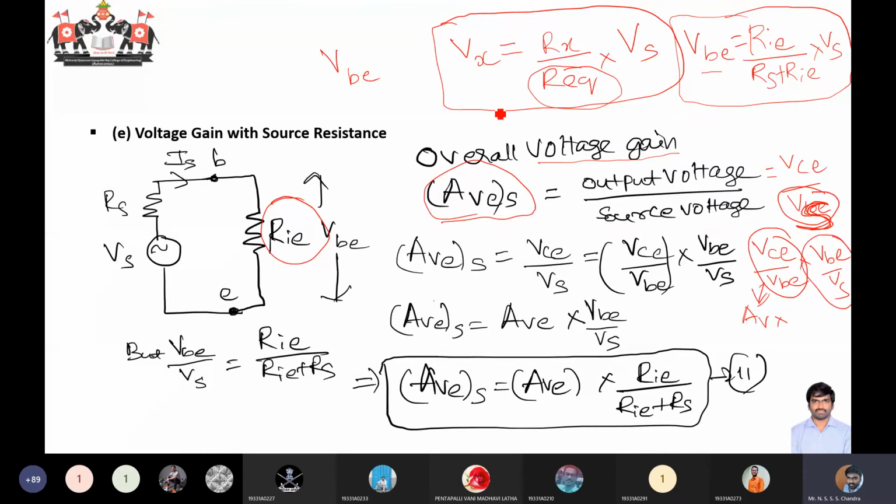Then I need to write VBE by Vs. What is VBE by Vs from this equation? It is RIE by RS plus RIE. That's what I am writing. So AVS, if you are including the source along with its resistance, will be equal to your normal transistor voltage gain into RIE by RIE plus RS.